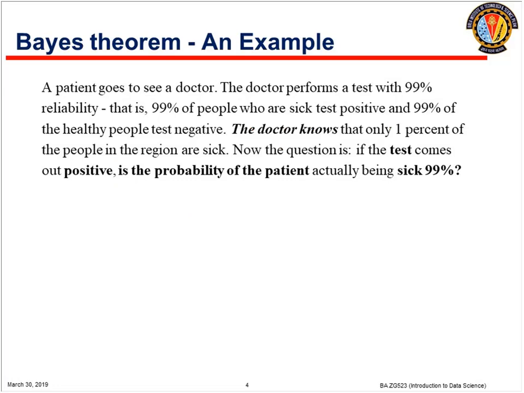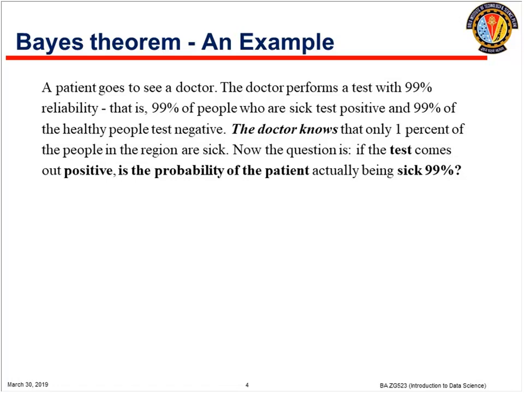So what is the example? A patient goes to see a doctor. The patient is in a certain region, maybe a certain island with a very limited number of people. The population is, let's say, 10,000. Now he goes to see a doctor, and the doctor performs a test.